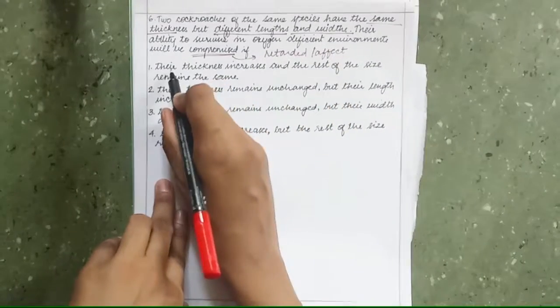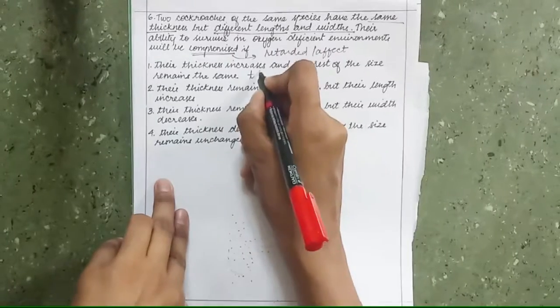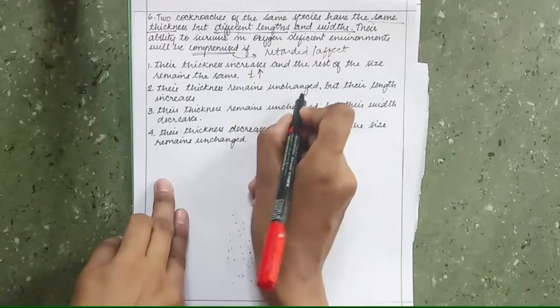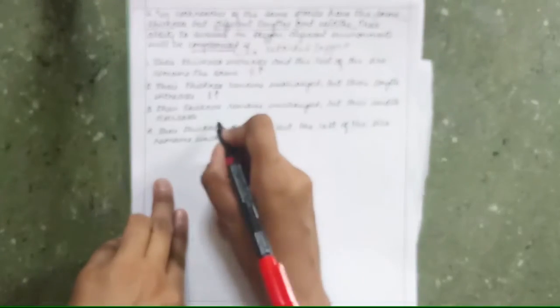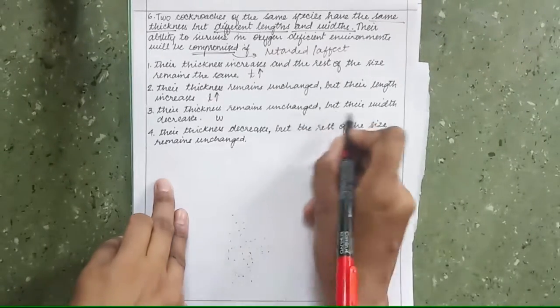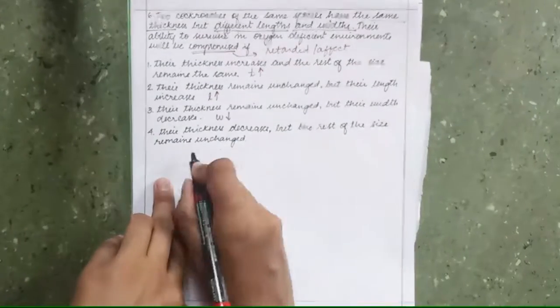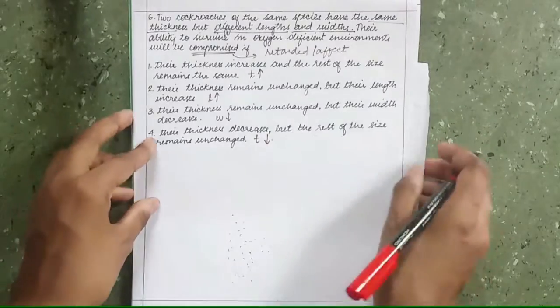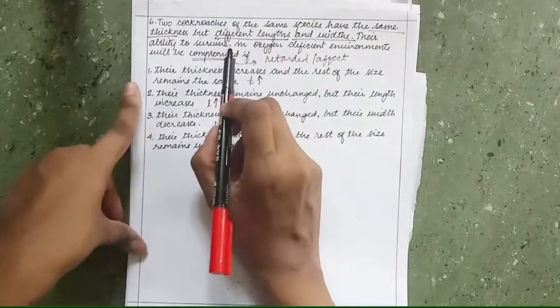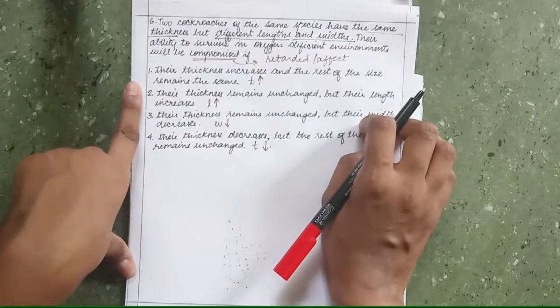So in condition 1, their thickness increases and the rest of the size remains the same, that is, T is increasing. In another, their thickness remains unchanged but their length increases. In another, their thickness remains unchanged but their width decreases. In the last, their thickness decreases but the rest of the size remains unchanged. So under which of these conditions do you think their ability to survive is going to be compromised? Now this is a very biological question and I wonder why this is in the general aptitude section.